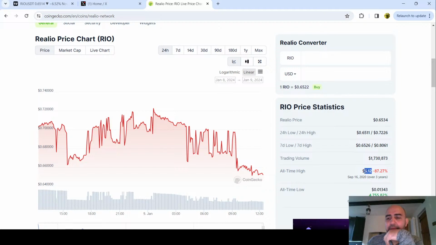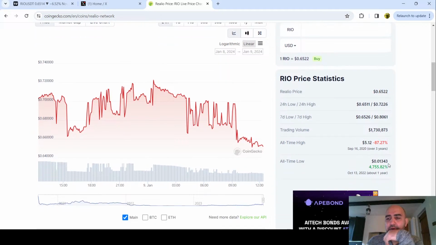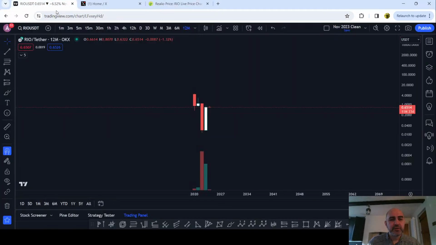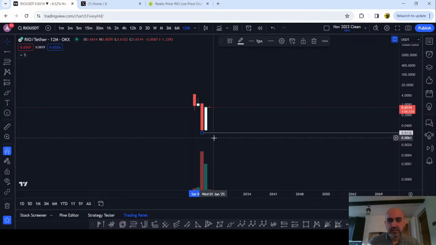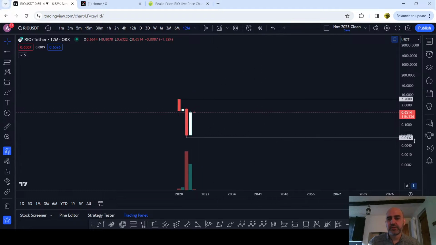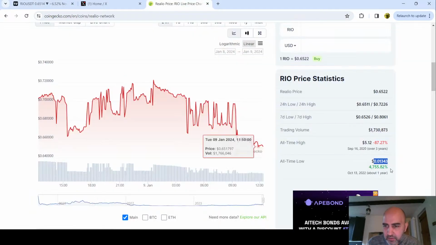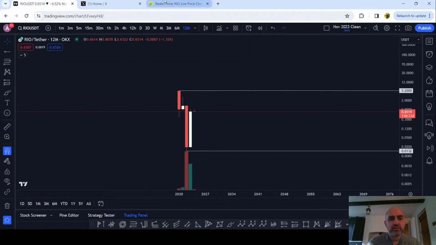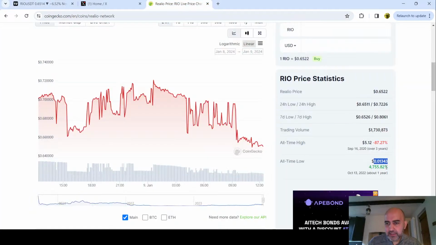All-time high $5.12. All-time low 0.01343. Right? You see that? So I'm just going to mark those out. I'm guessing it's there. Yeah, that looks correct. And that looks correct too. Roughly. Right, let's just go with those two figures. They're almost correct. It says 5.12. What's that? 5.2. I'll just go with the charts. And then what's that?